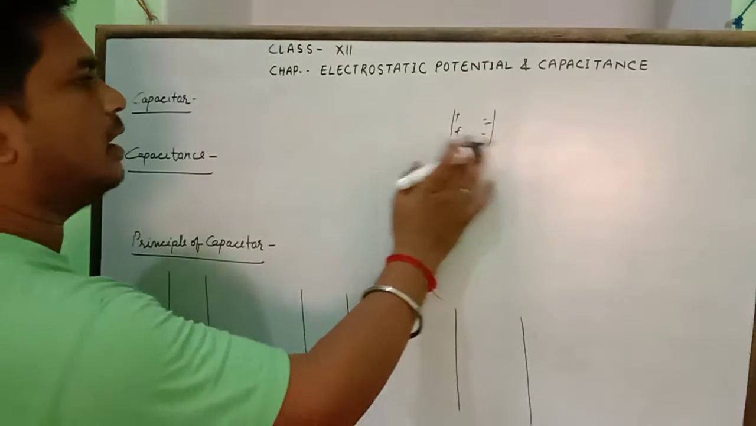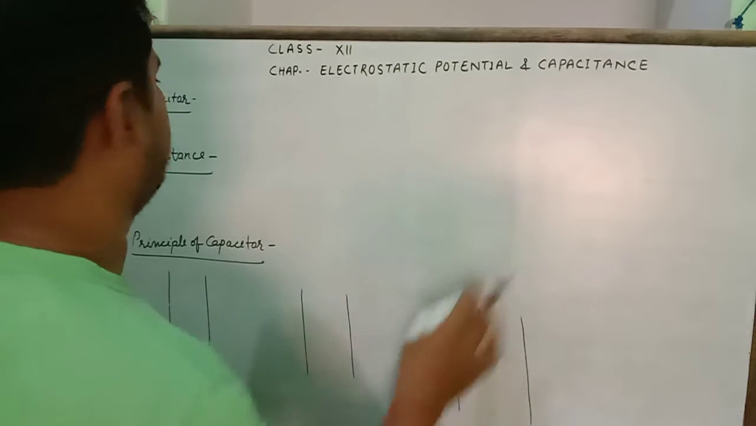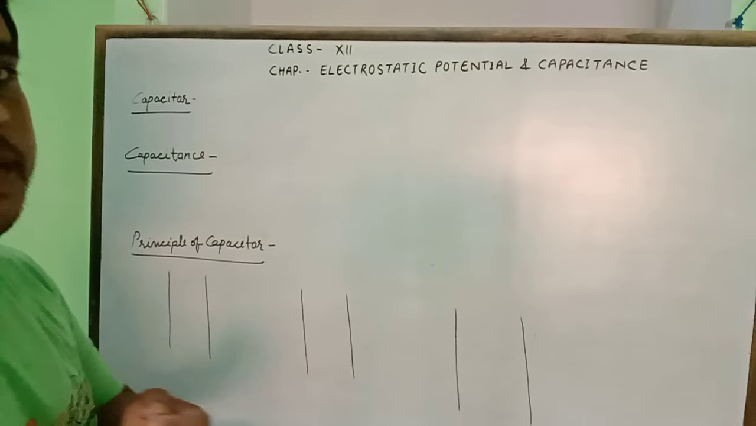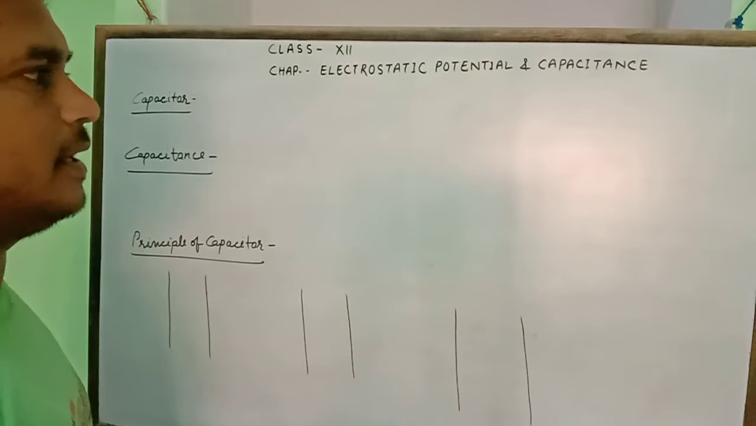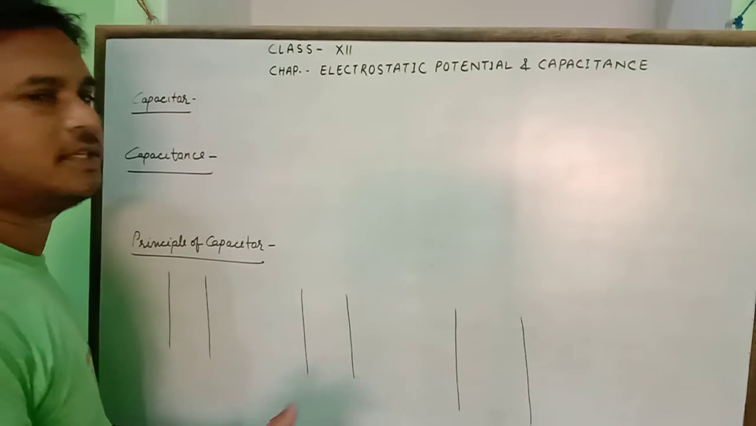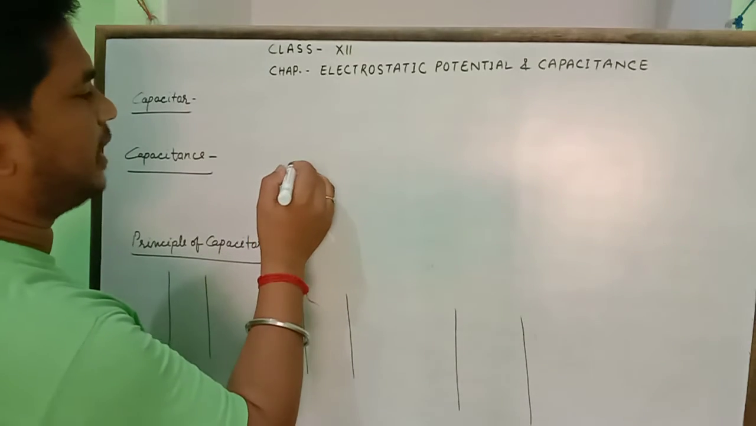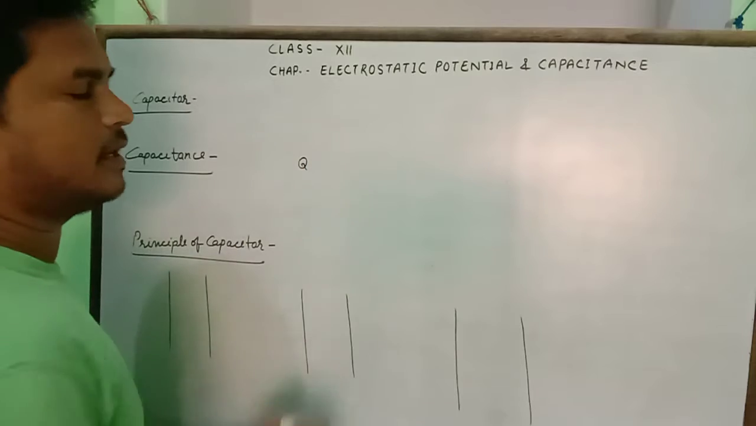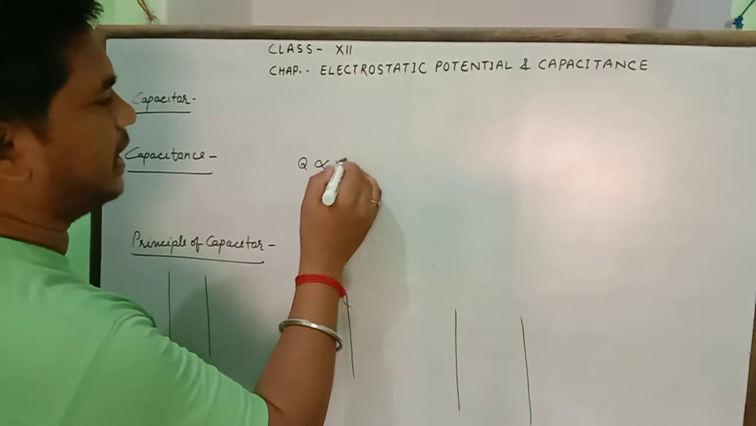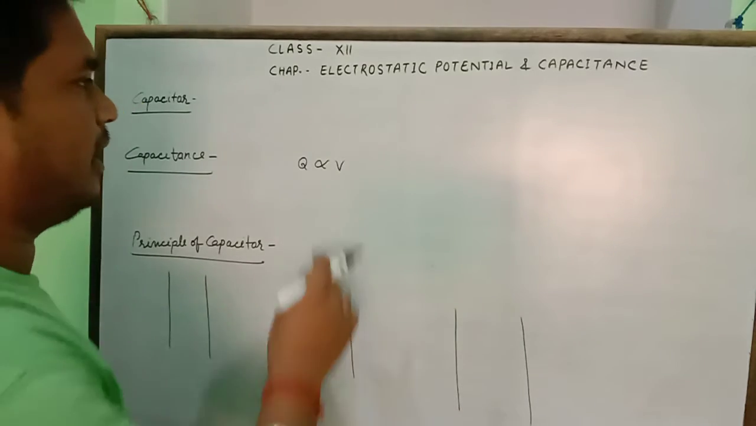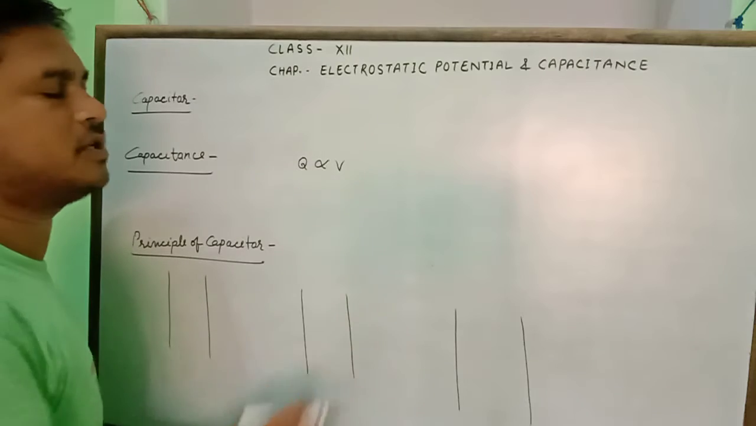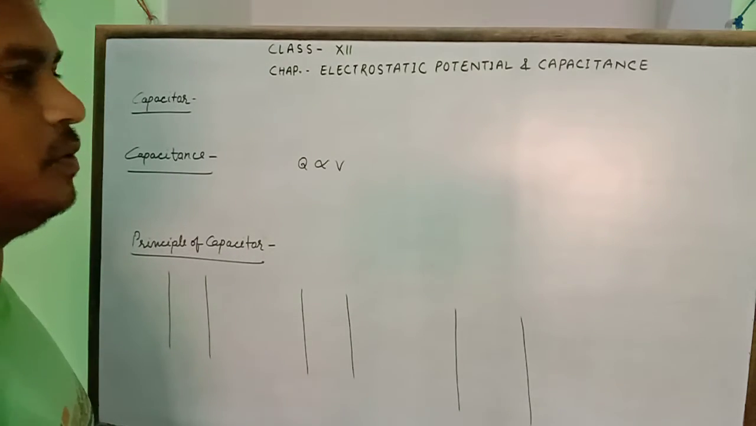Okay, and the capacitance, what is the capacitance? Capacitance is the property to store electric potential by giving it charge. Okay, it is found that the charge and the potential are directly proportional to each other. The potential rise between the plates of the capacitor depends on the charge given to the conductor.